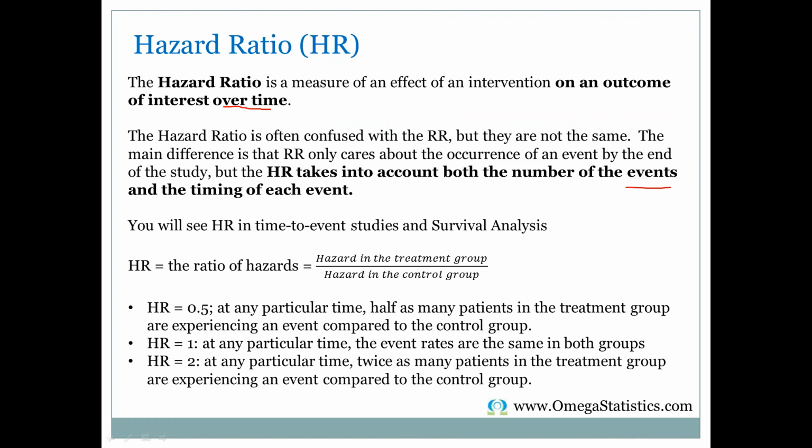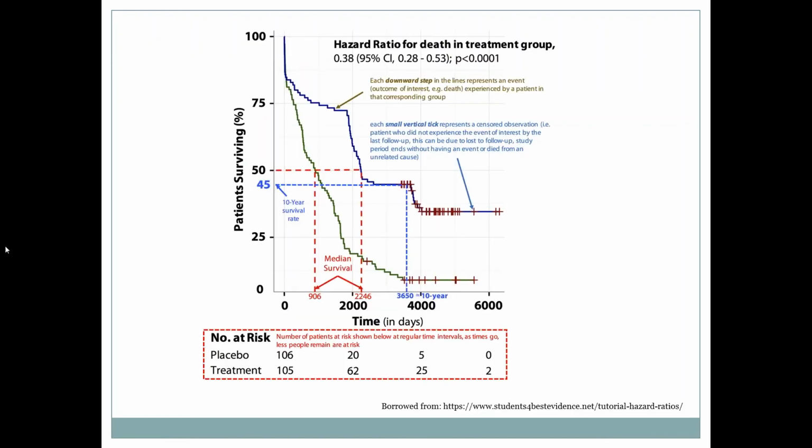Let's go on to the next little thing here. I thought it might just be better to show a picture. Here's what you would get in your output with your hazard ratio. This is the hazard ratio for death in the treatment group, okay? And this was a hypothetical study, and I got it from here. It was a very nice source, if you want to read about the study, and they'll tell you more about hazards.